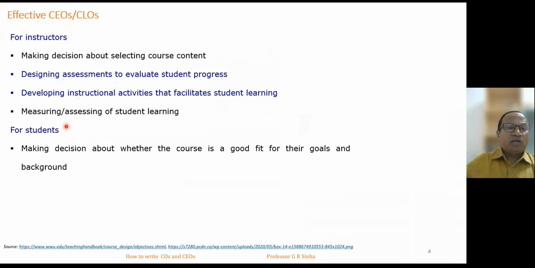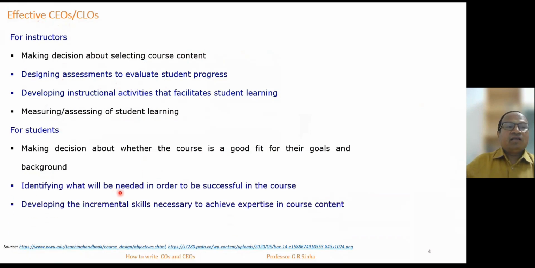From the students' perspective, making a decision about whether the course is good, suitable for their goals and background. Students have a certain background. They want to do a certain number of courses. They have some aims, they have some goals, and some background knowledge. They think about whether this course is suitable or not. So on the basis of course objective statements and course learning outcome statements, students will have some interest and understanding about whether to choose this course or not.